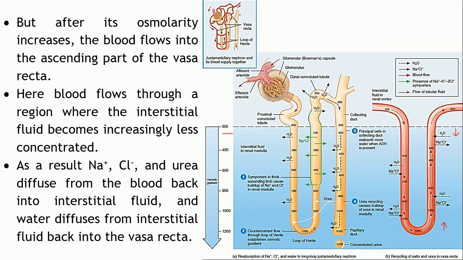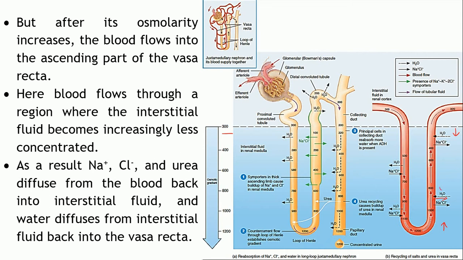Will it travel as it is? No. What is happening to the ions now? Sodium and chloride ions are moving out because the concentration gradient is in the opposite direction now. Because of the reabsorption, the gradients have reversed. So as the blood is leaving the ascending part, now the sodium and chloride will move out of the blood.